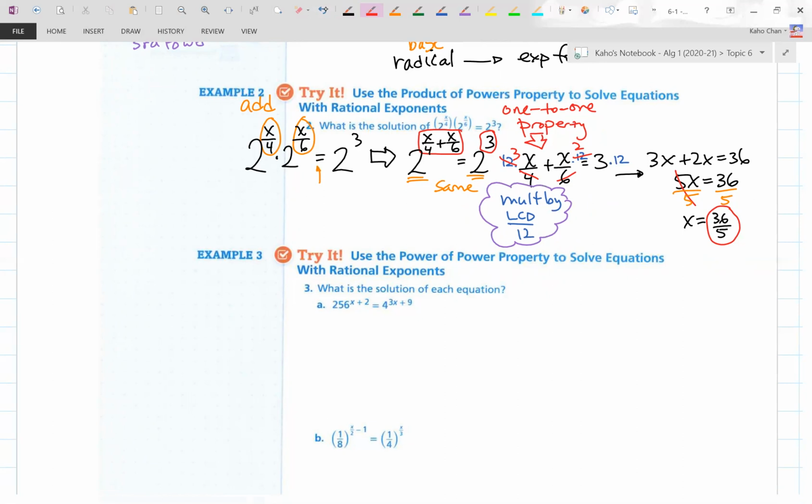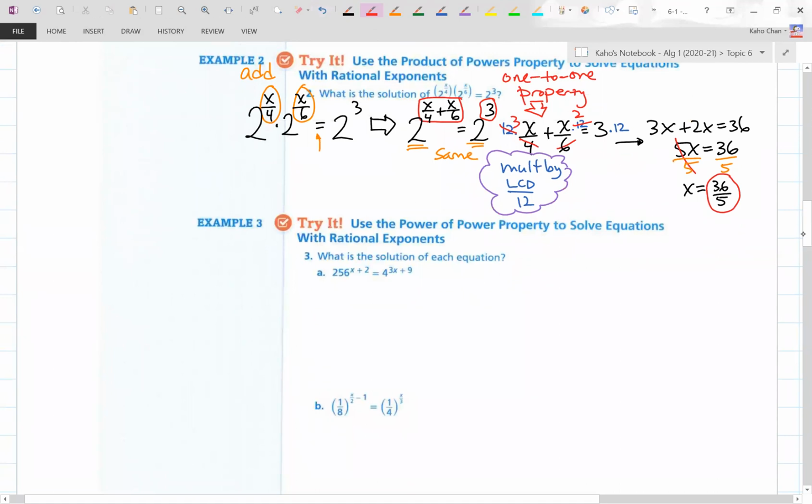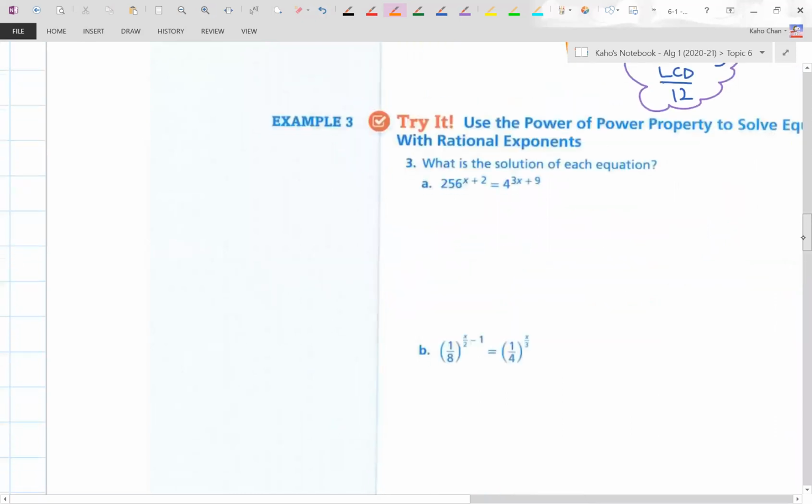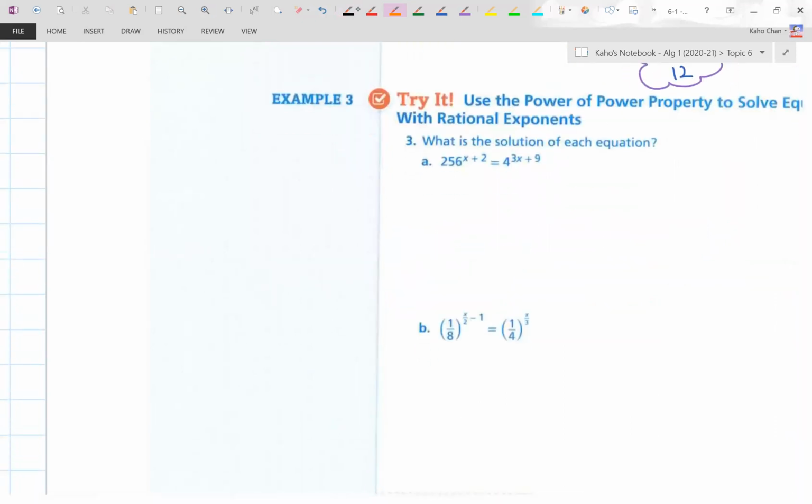Number 3, brace yourself. Example 3. We got some funny looking numbers here. And keep in mind, we just pulled out of the air the one-to-one property of exponents by concentrating on problems with the same base. Right up here, same base. So to do example 3, I want you to think about a base that we can take care of. Now, what scares me with example 3 is the number 256 and the number 4. You actually have 2 choices here. Let me explain to you about the number 256.